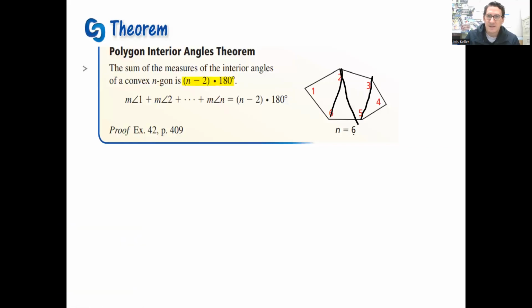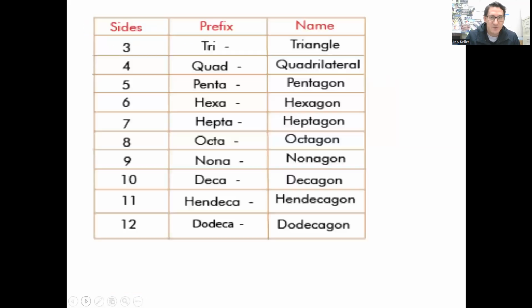So this 6-sided polygon, I can split into 1, 2, 3, 4 triangles. Each triangle has an interior angle sum of 180. So 4 times 180 is, what is that? It's not working right now. 4 times 180 is 720, right? So 6 minus 2 is 4, times 180. Anyway, we'll talk more about it in class. Let me just get to some examples here.